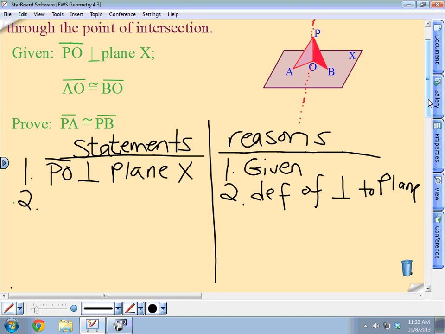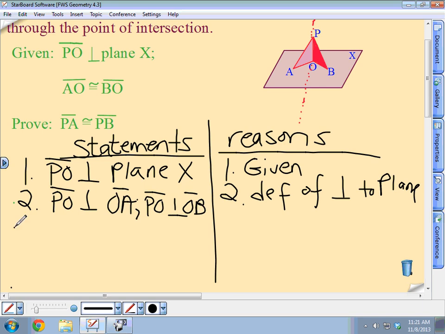Does that make sense? Yeah. So what two lines are perpendicular there? There is no line A and B. You have to use two letters to name a line. PO is perpendicular to what? OA, right? And OB also. PO is perpendicular to OB. Does everybody see that?